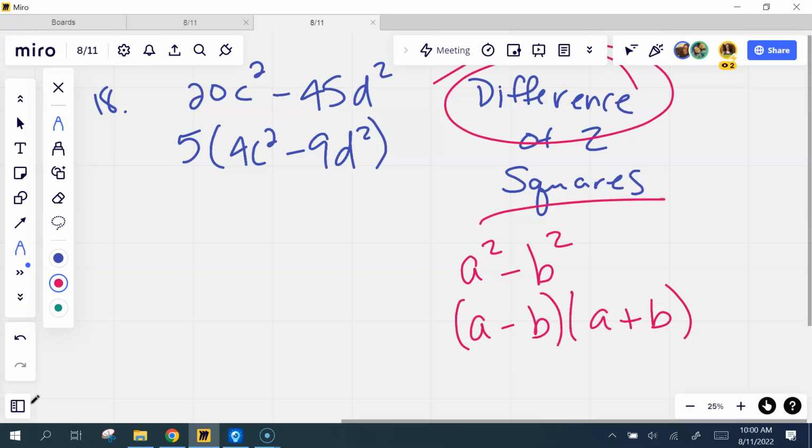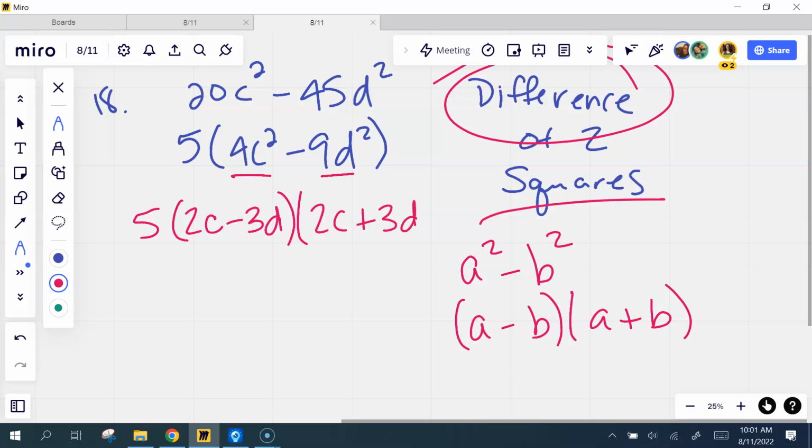Do you see that this is a difference of 2 squares, right? They're both perfect squares. There's a minus in the middle. So to factor it, I would do the square root of the first. What times itself twice gives you 4c squared? 2c minus, what times itself 2 times gives you 9d squared? 3d. Oh, okay. And then you do the same thing with a plus in the middle.